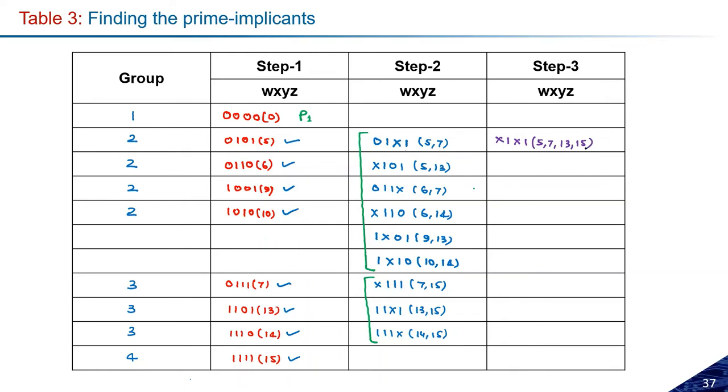Next one, 5, 7, 14, 15 is possible? No, sir. Not possible. Now let's consider the second one. 5, 13 with 7, 15 is possible? Yes, we have already done it, right? If you see here, 5, 7, 13, 15, this is what we have already done. So this is already considered. And if I want to make the pair with 5, 13 and 7, 15, this is also possible. This is also done.